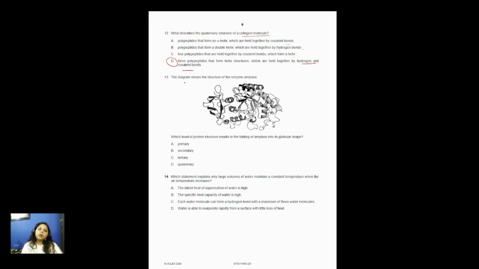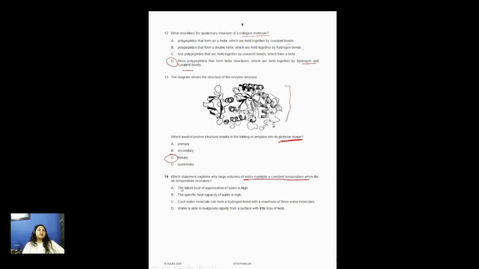The diagram shows the structure of the enzyme amylase. This is again a protein. It has a tertiary and quaternary structure. Which level of protein structure results in the folding of amylase into its globular shape, meaning the final shape? So the final answer is primary, secondary, tertiary, and quaternary. Before explaining this one, I have already told what these shapes look like. It looks like a tertiary one. So the answer is C.